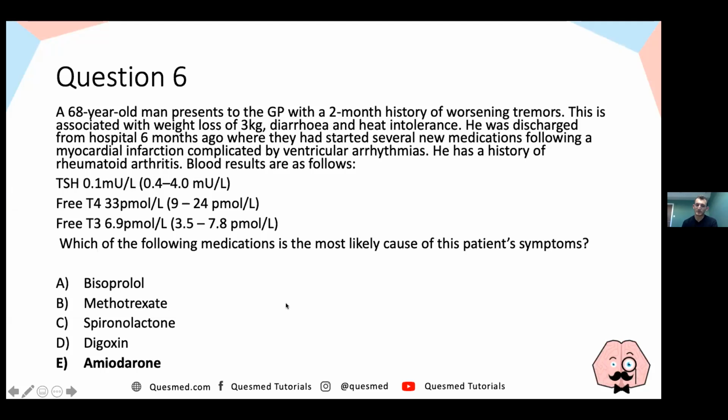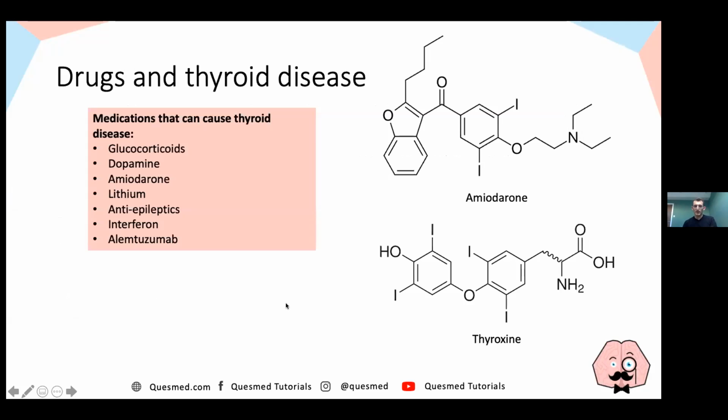Great, so the answer to that one is amiodarone. When we're thinking about thyroid disease, it's important to think about medications that might be causing thyroid disease. And amiodarone is a very important one of those. So if we're starting amiodarone therapy on anyone, we need to have their thyroid function tested regularly if they're going to be on long-term amiodarone.